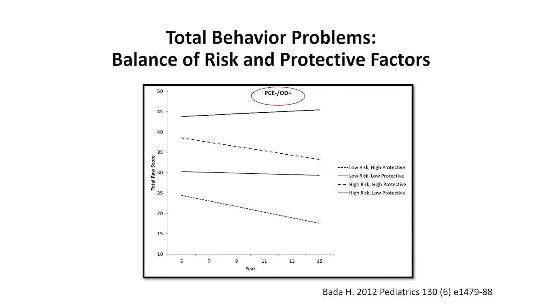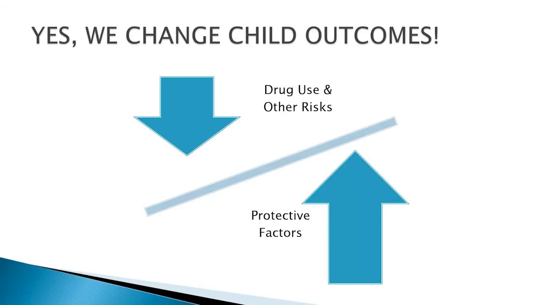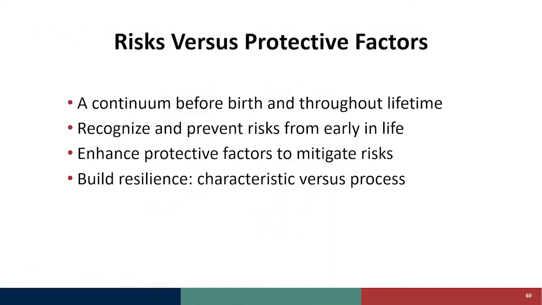So this illustrates the importance of enhancing protective factors in order to mitigate risk associated with children exposed to opioids or other substances. So we can change child outcomes. We just have to direct our attention to protective factors that can balance the other risks associated with prenatal drug exposure. So the risks versus protective factors really comprise a continuum before birth and throughout lifetime.